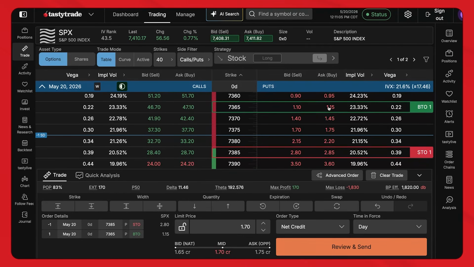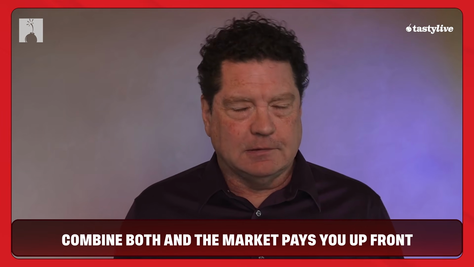Okay, so I started off with what, a $1.20 debit for the long butterfly, and I have a $1.65 credit for the short put spread. If I add them together, I get the credit for the broken wing butterfly, the unbalanced butterfly. Okay, what's the point of this?